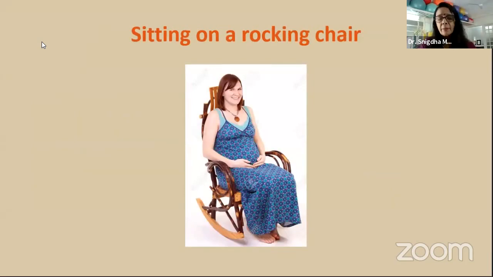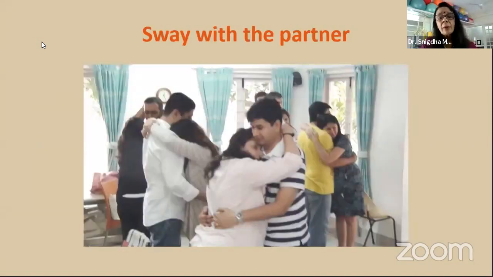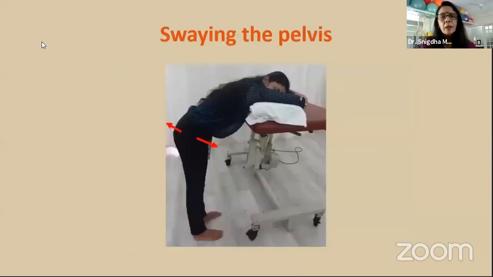Sitting on a rocking chair, if the mother is tired and wants to relax, she can sit on a rocking chair. That also helps if she can't move around too much. Swaying with the partner helps too. The partner can do a back massage during this time, and the woman in labor feels very, very comfortable if the partner is supportive. Swaying the pelvis in this position is absolutely a good idea.